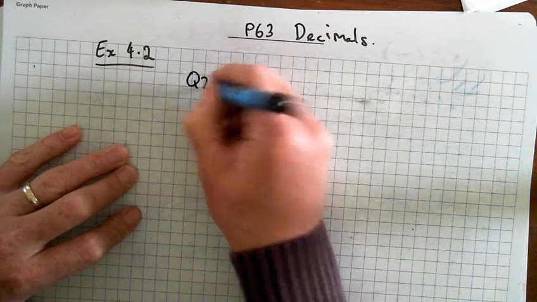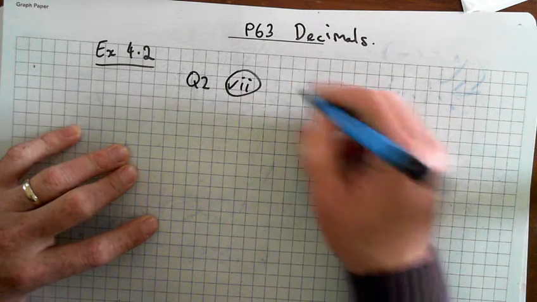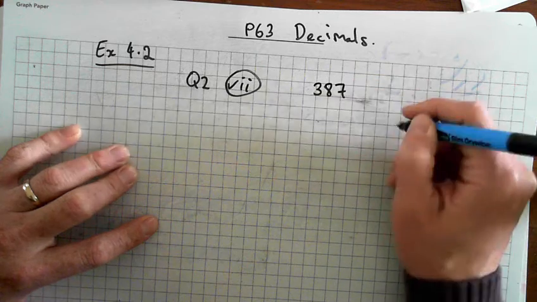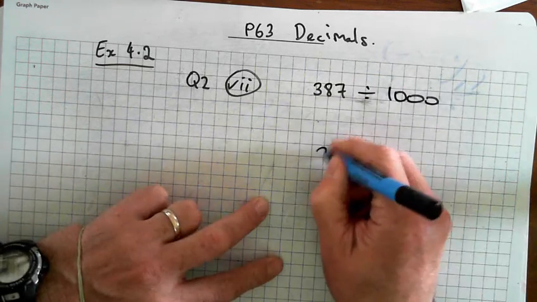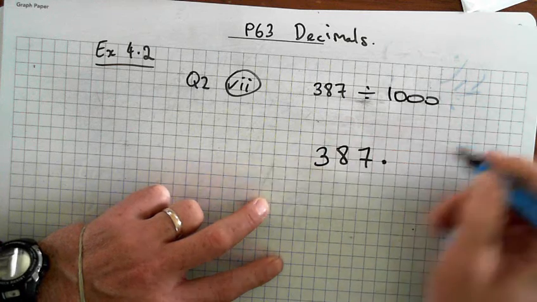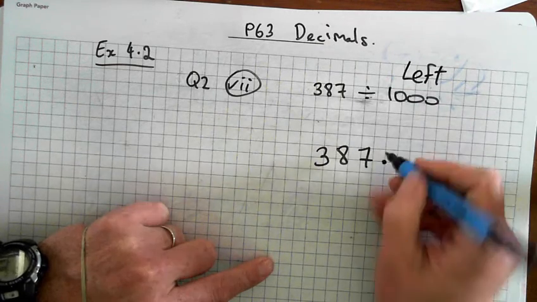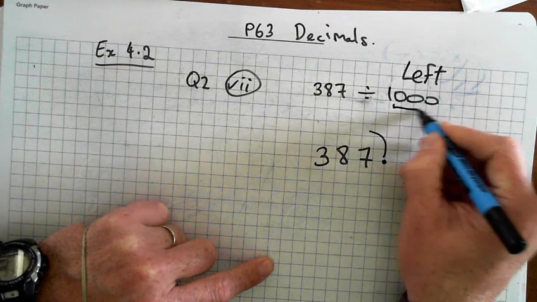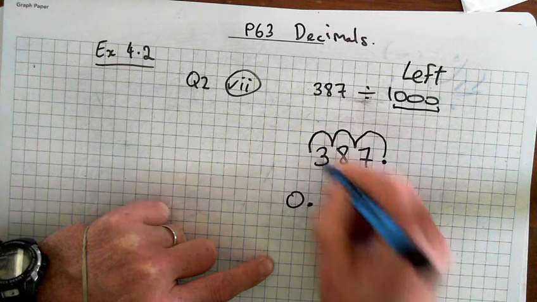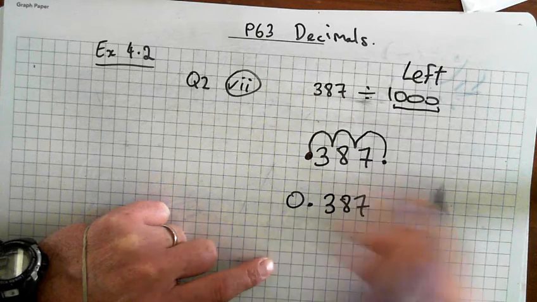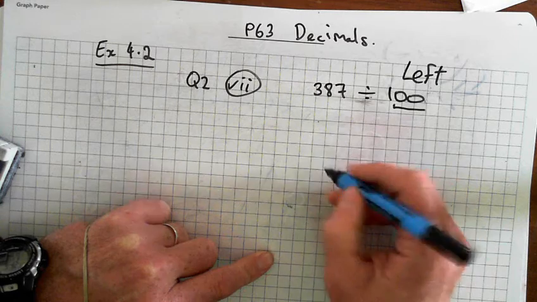Question 2 VII. 3.87. What happens when you divide by 1000? The decimal point is here. When dividing, we move the decimal point to the left. How many spaces? 1, 2, 3 zeros. 1, 2, 3. The answer is 0.387.